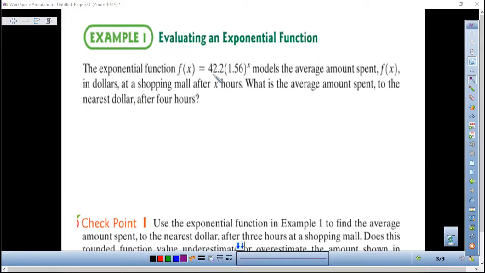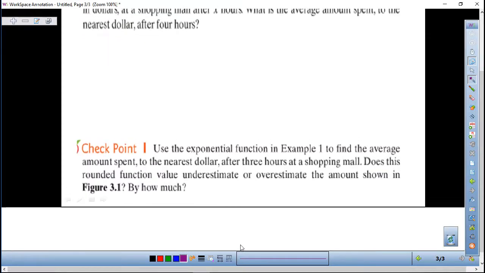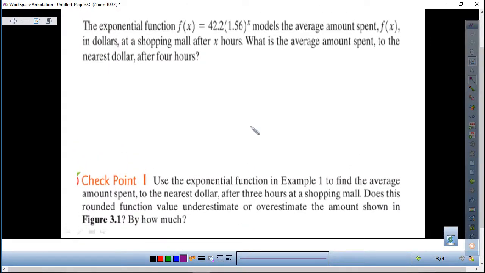Remember to multiply your 42.2 after you've raised to the power, if you've got to do it in that order. Be careful and don't multiply 42.2 times 1.56 and then raise that to the x power. So you guys try this, and I'm going to pause the video, try it, and when you get ready, come back and check your answer. I'll show you the answer in 3, 2, 1.